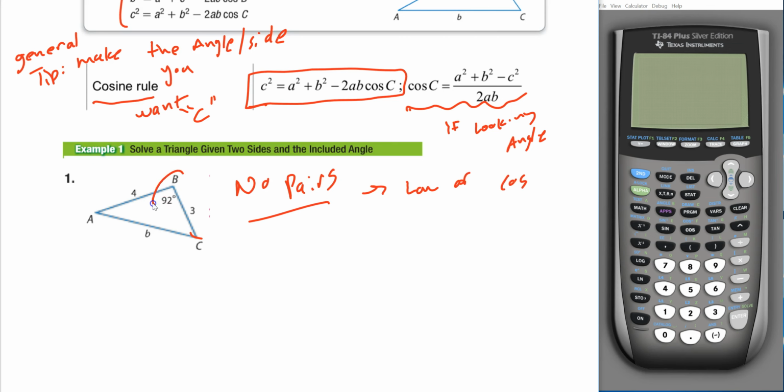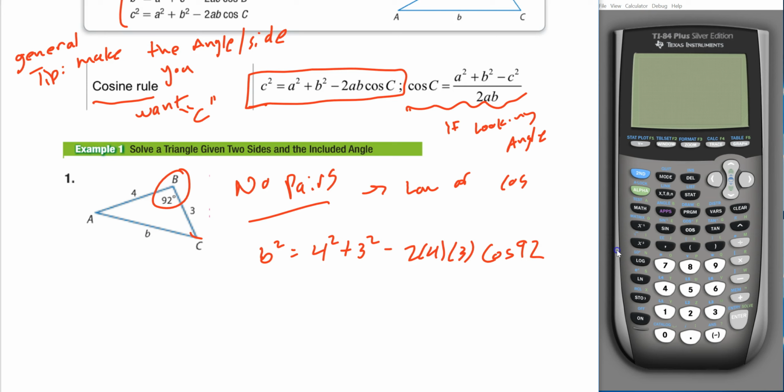So here's my side, and that's the angle I have. I'm looking for a side, so I'm going to use this formula right there. Essentially, that's your B, that's your C. Everywhere I see a B, I'm just going to plug that stuff in. Here are my two sides, 4 squared and 3 squared, minus 2 times both sides, times cosine of the angle you have, in this case 92. That's how you plug it in: c squared equals a squared plus b squared minus 2ab cosine C. It's just the two sides you have, and that's the angle between. So just plug it all in.